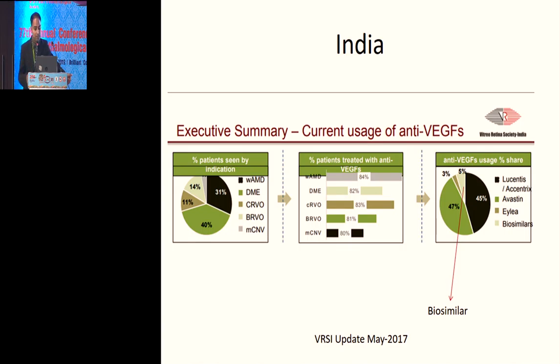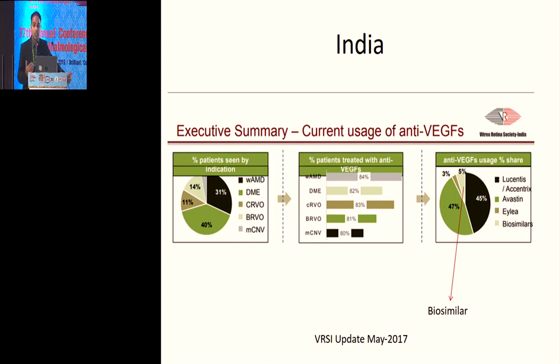Why is there that difference? Because in the US, Avastin is used heavily since compounding pharmacies are well in place everywhere, which you do not have in this country, and people have burned their hands. They don't want to get into lawsuits. So the Avastin share could drift to any molecule, any similar biologic that comes in with a single vial.